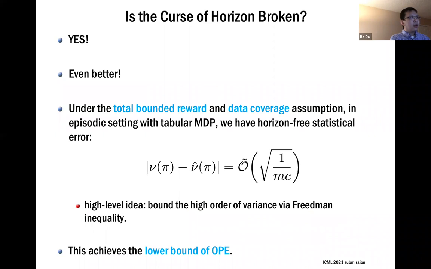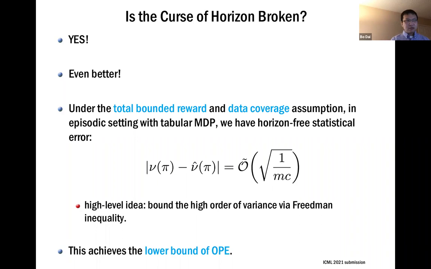And then the natural question is whether this method can handle the curse of horizon. The answer is yes. Actually, it's even better. We recently theoretically proved that under some assumptions about the data collecting procedure and some restrictions on the rewards, we can even show that in the episodic setting with tabular MDP, the sample complexity is independent of the horizon, which is quite surprising. Here it is 1 over the square root of M c. M is the number of trajectories, and c is the quality of the collected data, which is a parameter to quantify the data collection coverage.